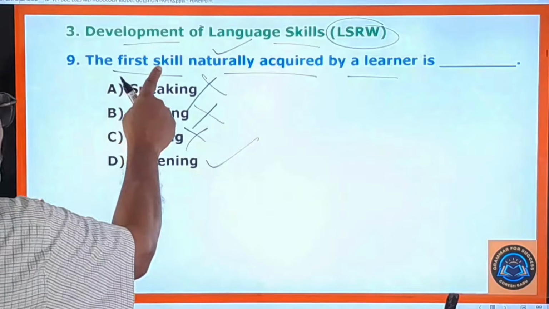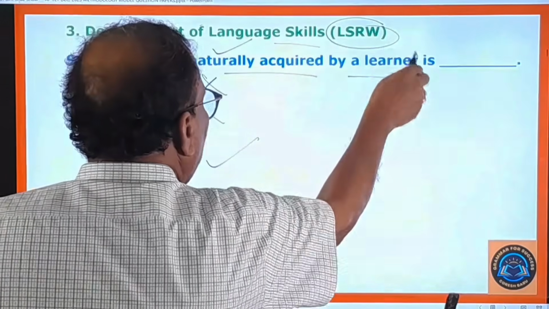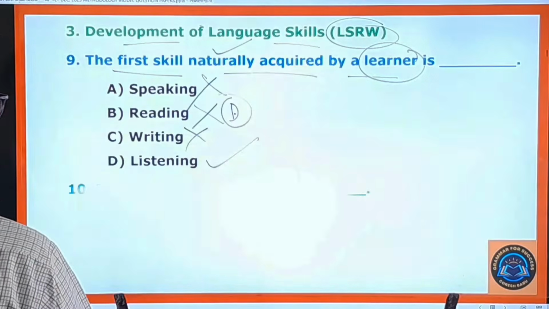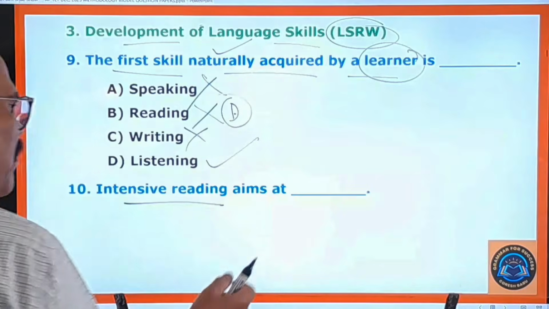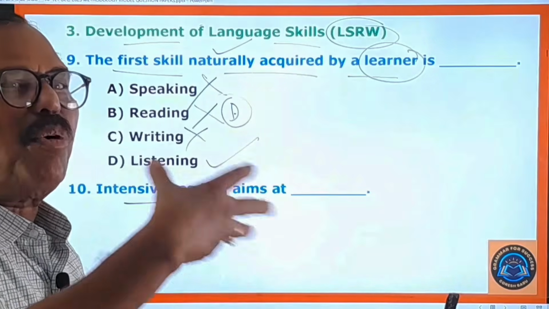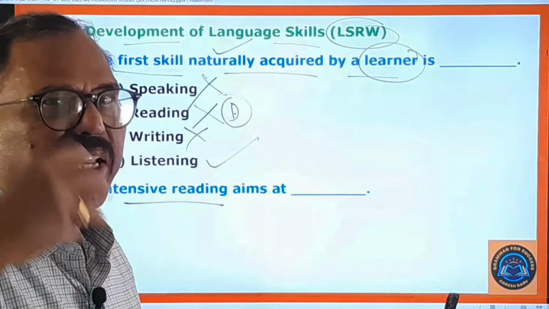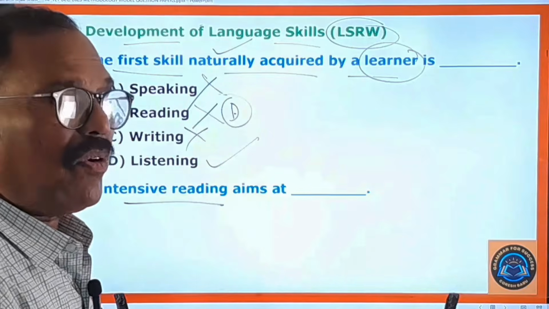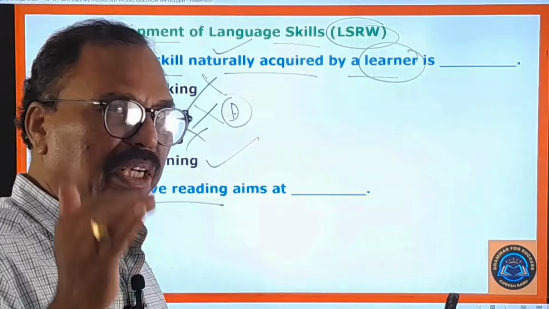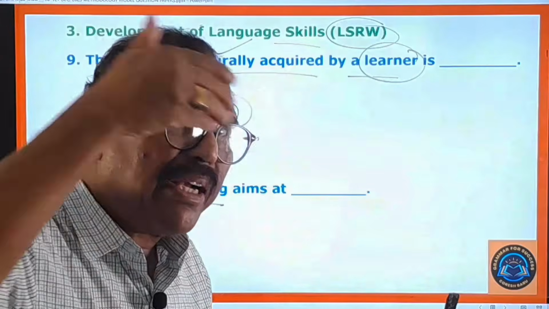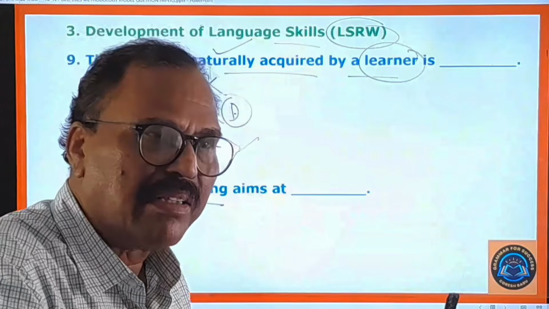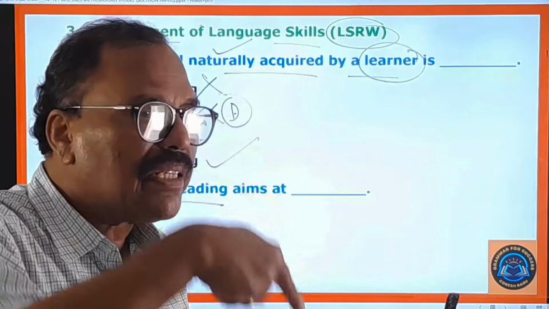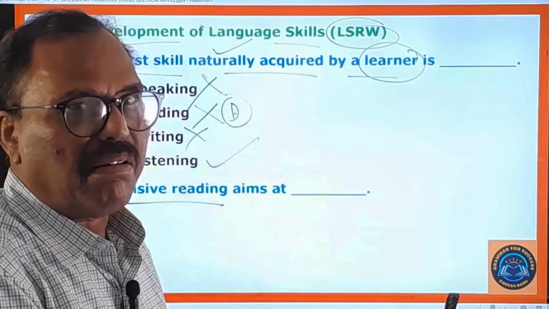So therefore, the first skill naturally acquired by a learner. Learner means your child. What is it? Listening. So D is your answer. And you go to the 10th one, intensive reading. You know very well, extensive reading means reading books extensively to acquire various types of knowledge. Intensive reading means deep reading. If you don't understand any topic, you read it very deeply. Deep means putting all your mind in that, trying to understand, trying to grasp the inner meaning of that passage and all that. So that's called intensive reading.